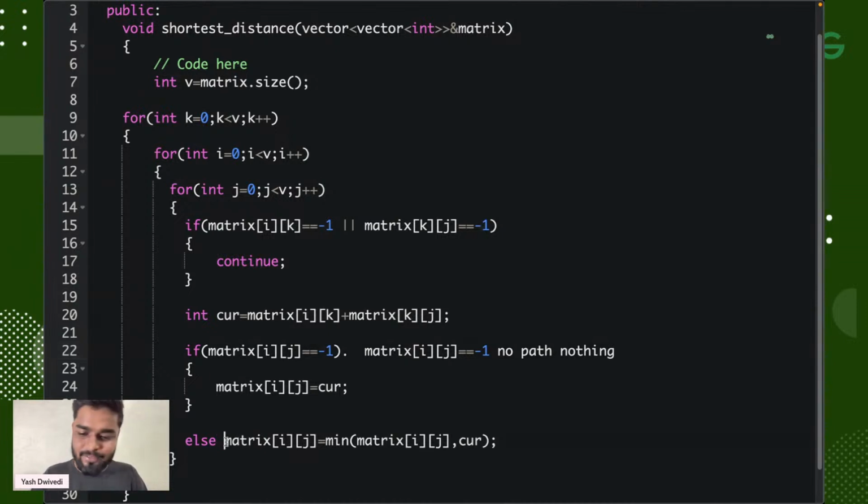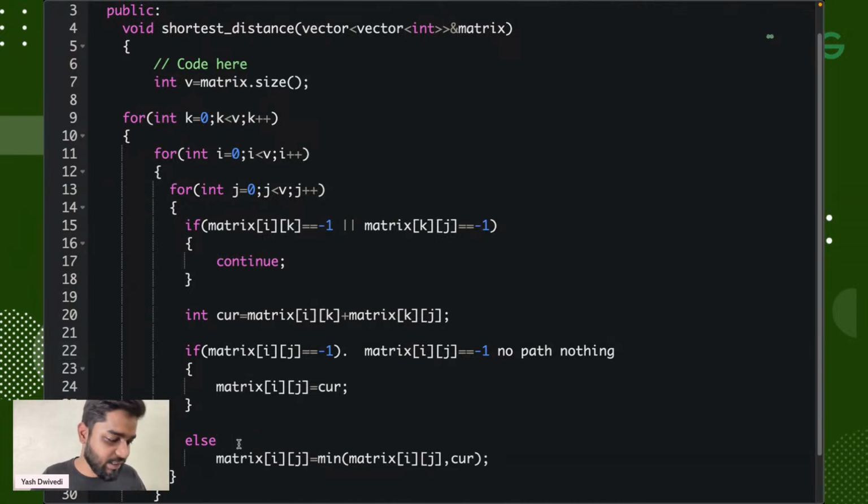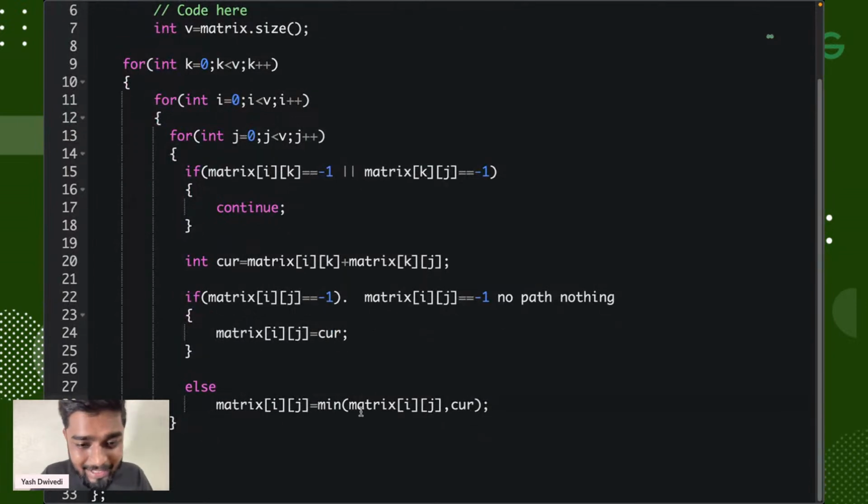Otherwise, if there is a particular path, understand this thing, that if you have several paths, if you have options, you can say options.